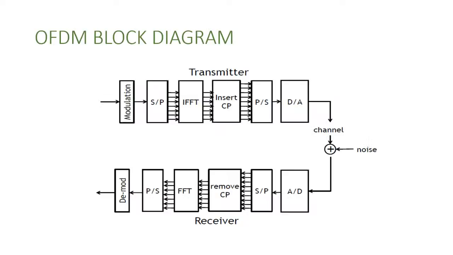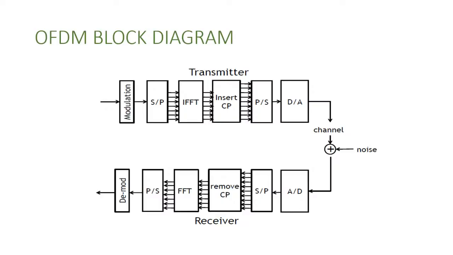This is a typical OFDM diagram. It is not a finalized diagram, just a model, and it can be elaborately changed in many ways. The input data, whether voice, video or audio, is modulated and sent to the IFFT, the inverse fast Fourier transform. Serial-to-parallel conversion is done for IFFT processing, and after the IFFT, a cyclic prefix is inserted.